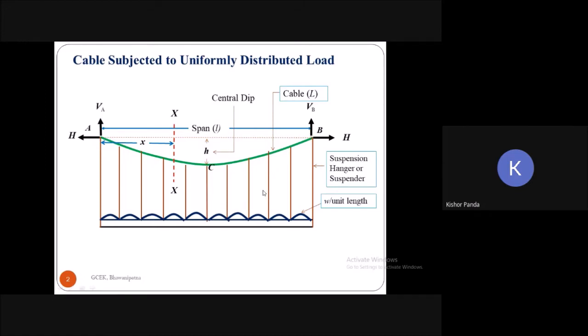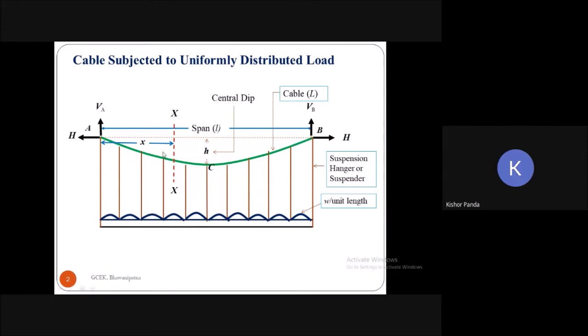Already we have discussed the case when the cable is subjected to a uniformly distributed load. So what are the equilibrium equations? You know this is the cable, subjected to a uniformly distributed load. This is the vertical reaction at A and this is the vertical reaction at B, and this is the horizontal thrust at A and this is the horizontal thrust at B. The distance between the two supports is the span, and that length is small l. And the length of the cable is capital L.